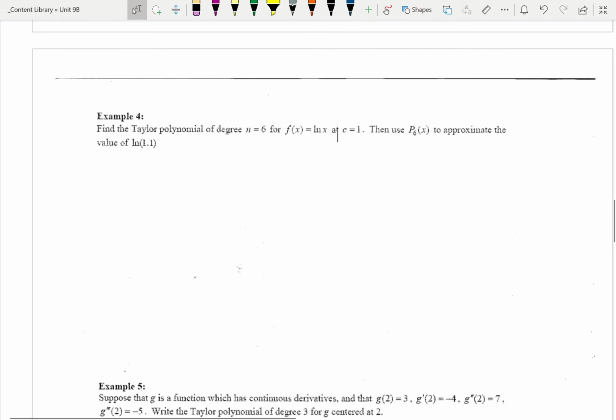So on to example 4, we're looking at a Taylor polynomial. This time it's not Maclaurin because the Taylor polynomial is not centered at 0, it's centered at 1. All right, so we're going to use the function natural log of x, and because this says n equals 6, we're going to have to take 6 derivatives here, so hold on to your seats because this is going to be a kind of a longer problem.